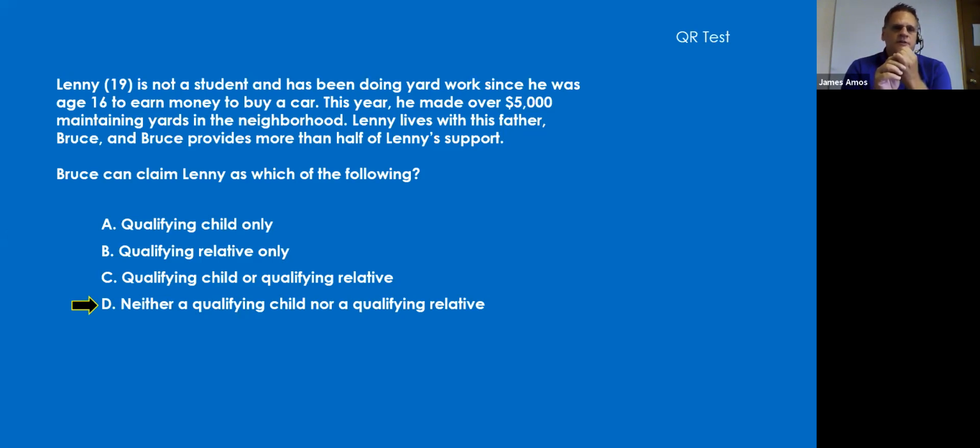Q, qualifying child test. Can Lenny be the qualifying child on somebody else's return? No. So far, so good. R, relationship test. Does he meet the relationship test? Sure. Yes. It's his son.